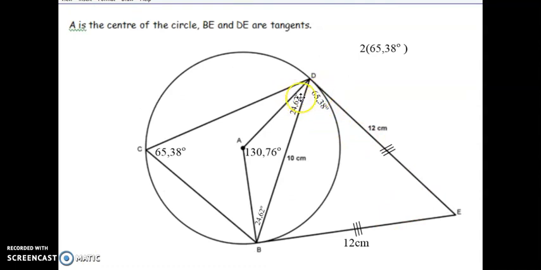At this point I want to pause and say that you will notice that these two angles are 90. This angle plus this angle is 90 degrees because a radius meets a tangent at 90 degrees. So I could also say 90 degrees minus 65,38 will give me 24,62. Whichever one I spotted first, I would use accordingly.